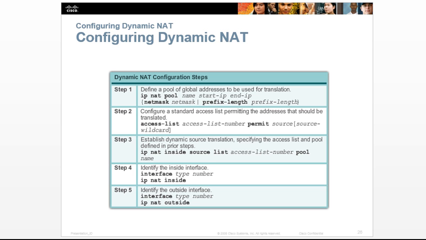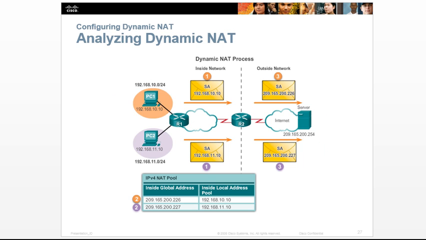Step 3 is to establish the dynamic source translation, and that's done by IP NAT inside source list, then your access list number. I believe you can do a name there, and then pool and the name. Finally, identify the inside with the interface and then IP NAT inside. Then do an interface command on your IP NAT outside as well to define the two addresses.